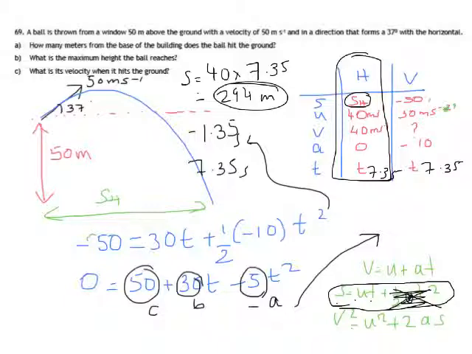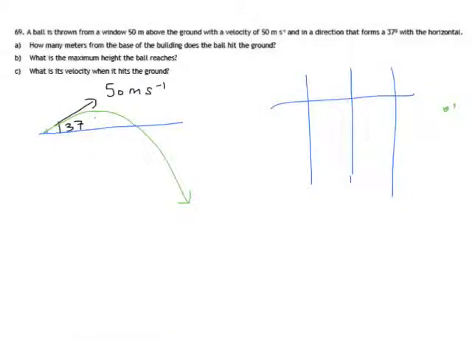Let's do part B now. Now for part B, we need to find the maximum height the ball reaches. So we need to find this point here and this vertical displacement. So we need to adjust the table. I'm going to redo the table now to consider just this part of the journey. We're going to start in the same place as before, but this time we're going to end up here.